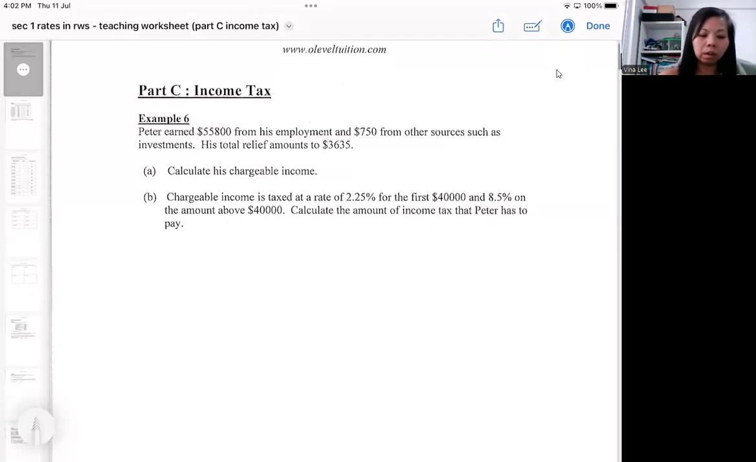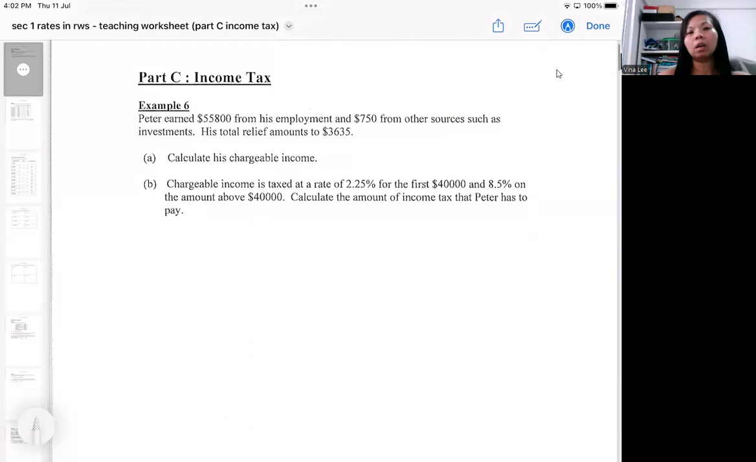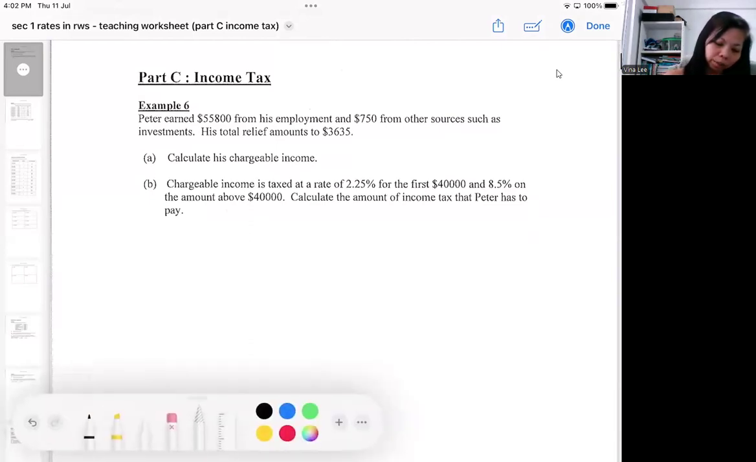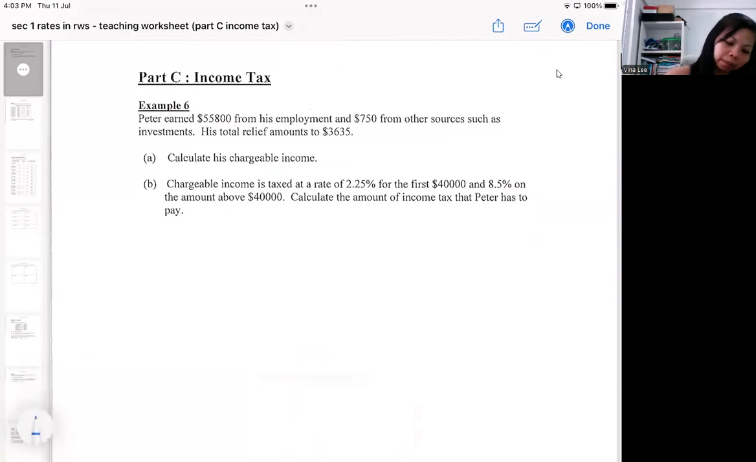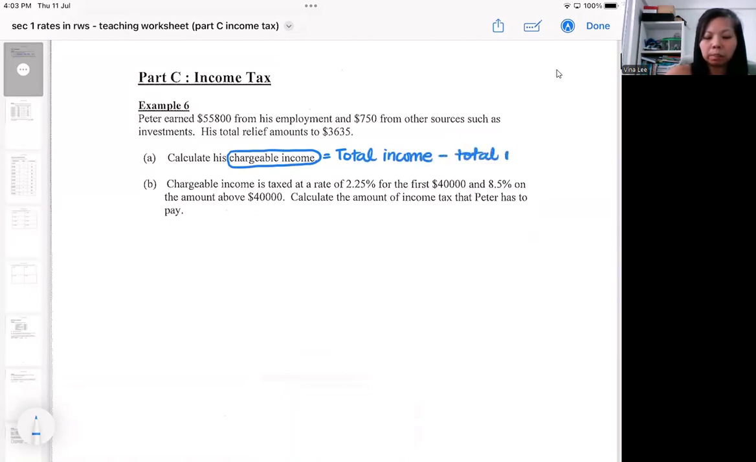Okay, so all this will be quite new to you. The first thing is there is something called chargeable income that you need to learn. So you need to understand what is called chargeable income. Basically, chargeable income will be total income minus total relief. Okay, I'm going to explain what each of these things is.